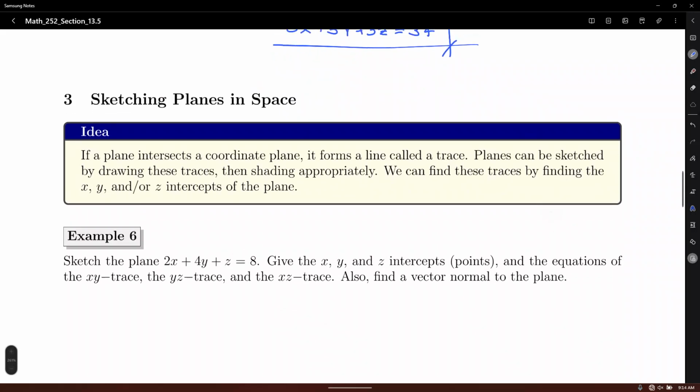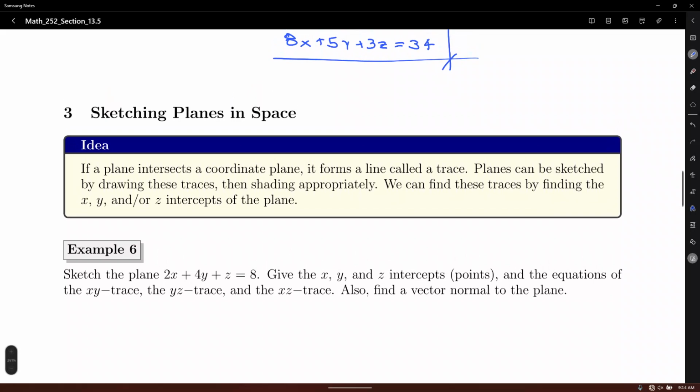Before we go and graph a plane, let's review how we graph a line. For instance, the line 3x plus 12y equals 24. All right, so let's say we want to graph that line. Let's review the different ways to graph this line. Any ideas? How do we graph this line?